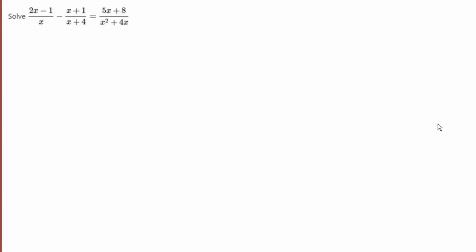Here we will be solving the following rational expression. We are going to use two different methods. I'm going to just refer to it as method 1. In this method, we are going to be multiplying the left and the right hand side by the lowest common denominator.